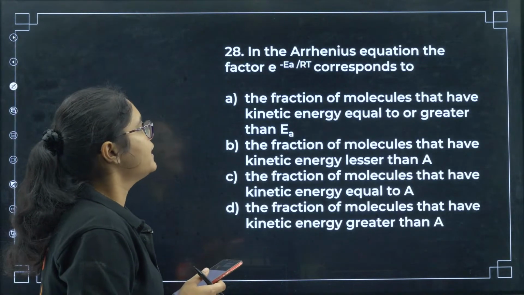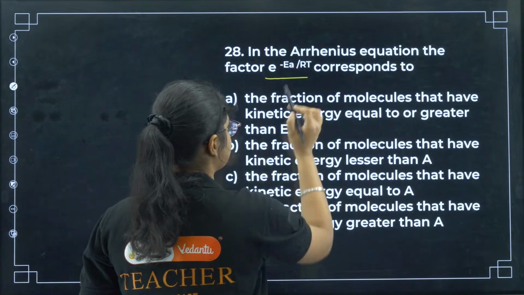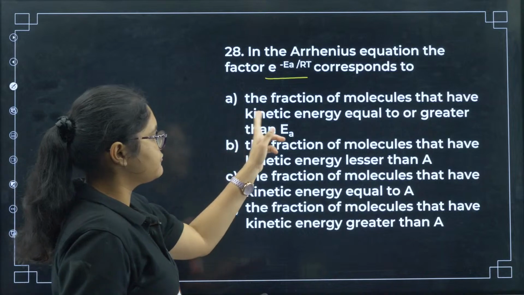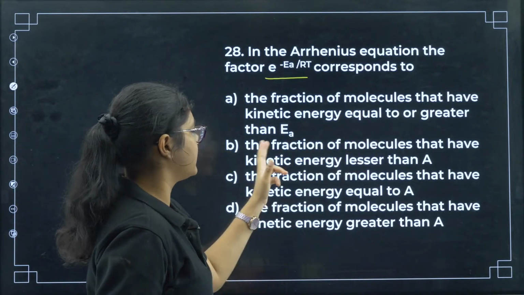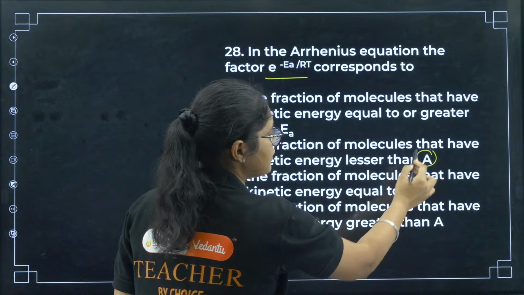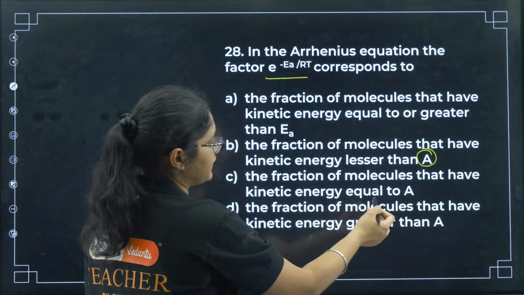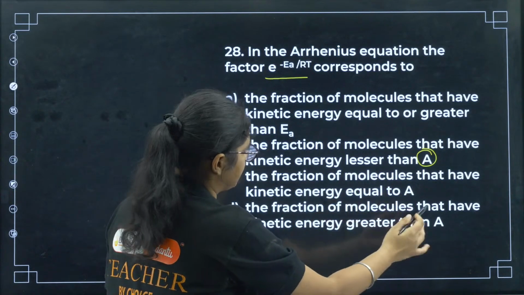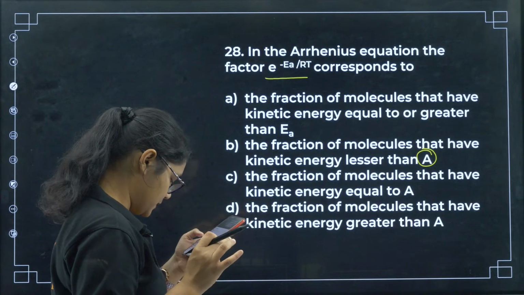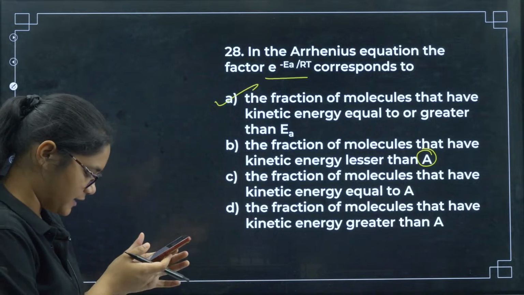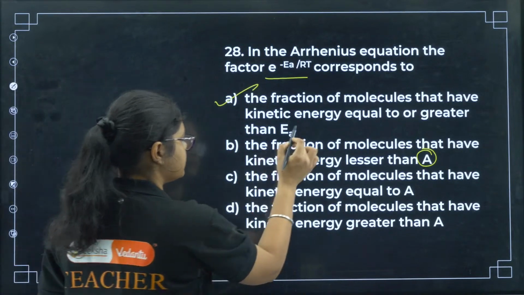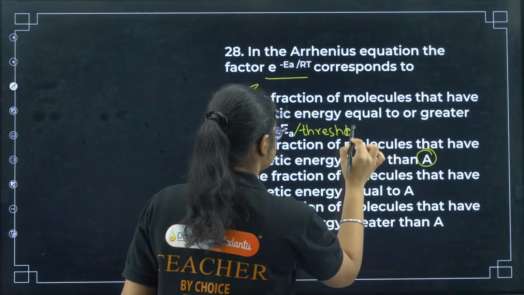Next, move to the next question. In the Arrhenius equation, the factor e to the power of minus EA by RT corresponds to. This is a very important question. Many times in the KSET examination also it has been asked. It represents the fraction of molecules that have kinetic energy equal to or greater than EA, the fraction of molecules that have kinetic energy less than EA, the fraction of molecules that have kinetic energy equal to EA, or the fraction of molecules that have kinetic energy greater than EA. So what can be the correct statement here? 28A is the correct answer. Yes, Shagufta is correct. Fraction of molecules having energy greater than or equal to EA, which can also be written as equal to or greater than the threshold energy.